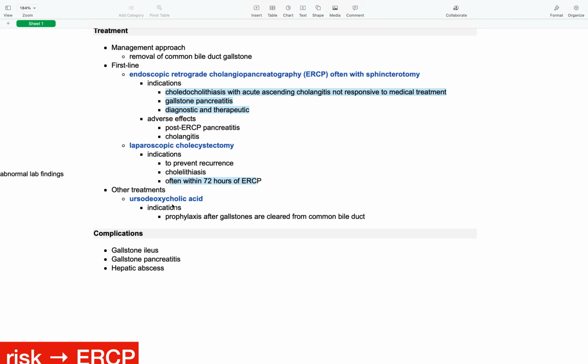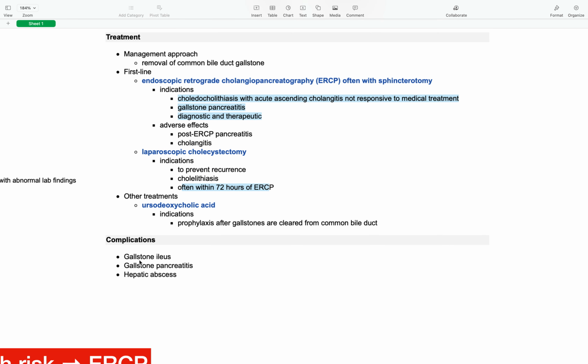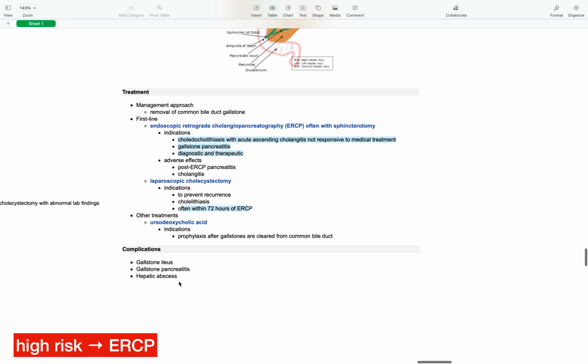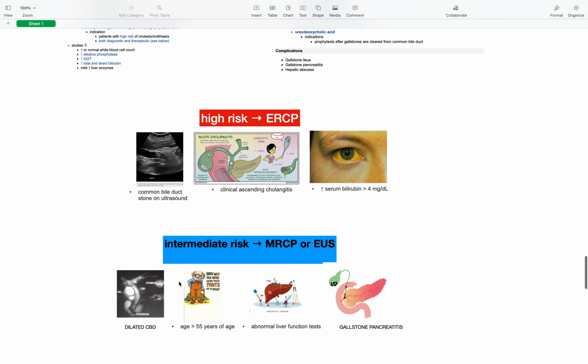And also, it is used as a prophylaxis when gallstones are not cleared from the common bile duct. Complications of choledocolithiasis are gallstone ileus, gallstone pancreatitis, and hepatic abscess. And so let's now start to solve a question from UWorld.